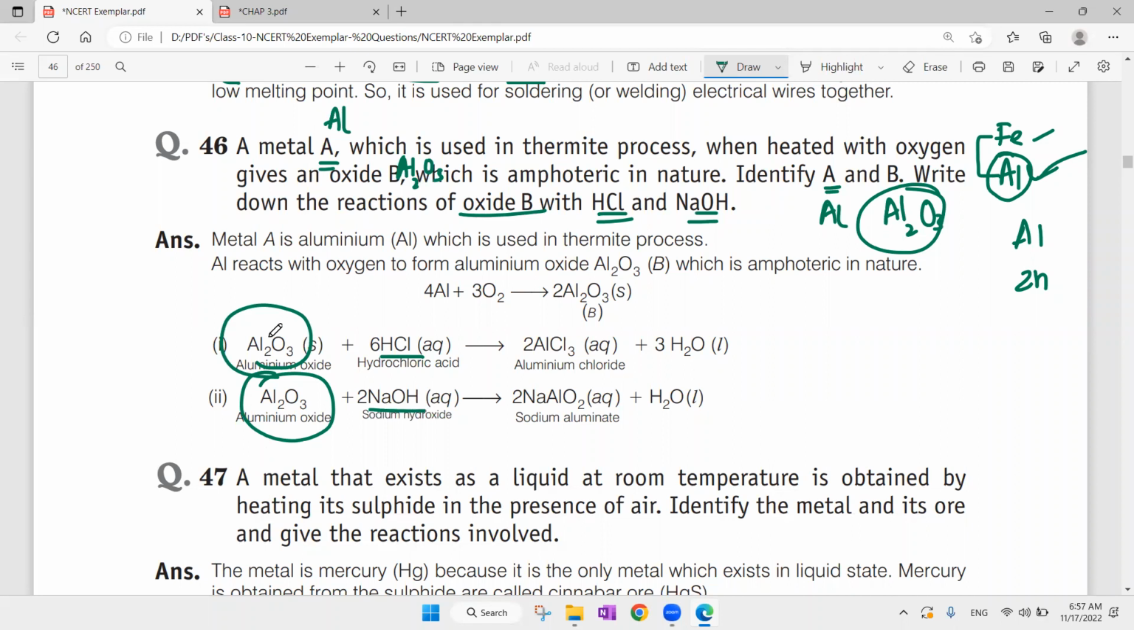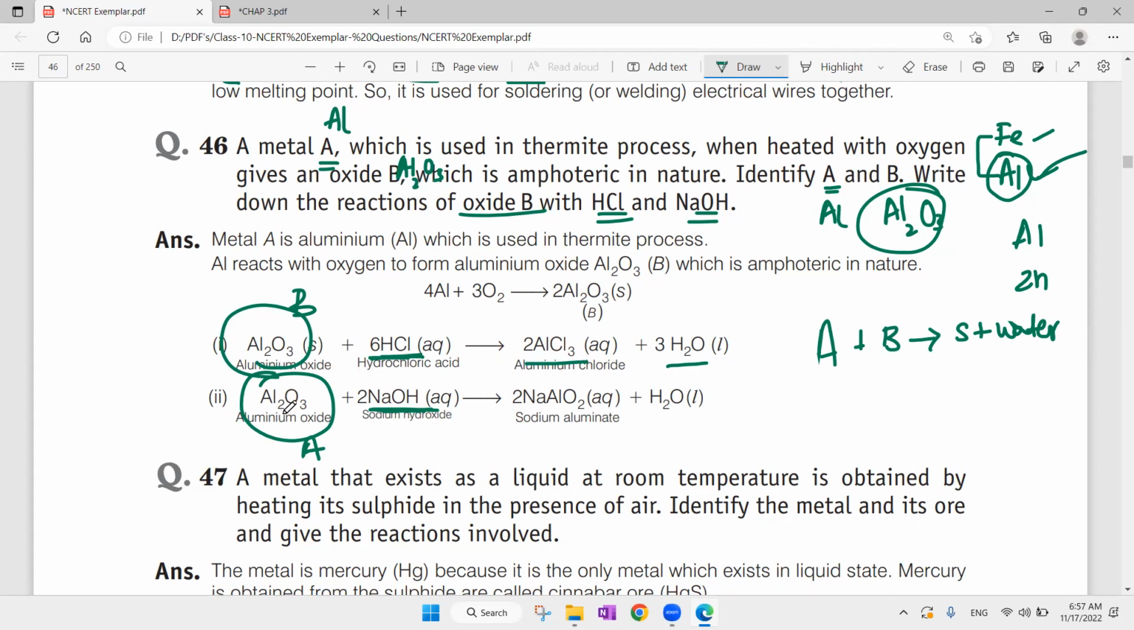Okay, let us write Al2O3 with HCl. It is amphoteric in nature. Amphoteric means it shows acidic as well as basic character. Now when we are using HCl, it must act as basic. When you are using base, it must act as acid. We know the neutralization reaction: acid plus base gives rise to salt plus water. Same logic you can use. Al2O3 plus HCl, we have to write one salt, AlCl3, and water H2O.